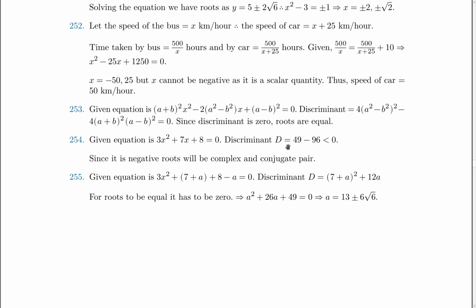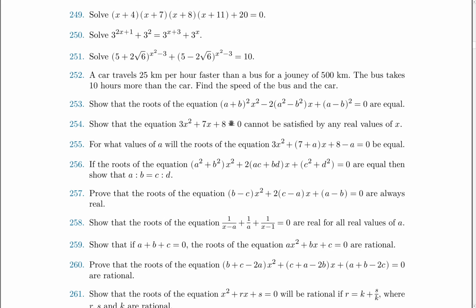We simply calculate the discriminant. It is 49 minus 8 times 3 times 4, that is 49 minus 96. That is a negative value. So the roots will be a complex conjugate pair. Pair, not pairs. So it won't be real.